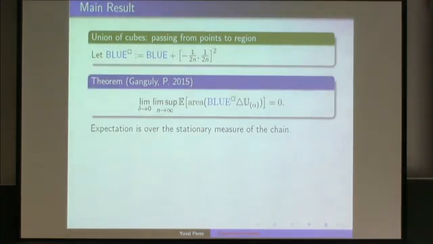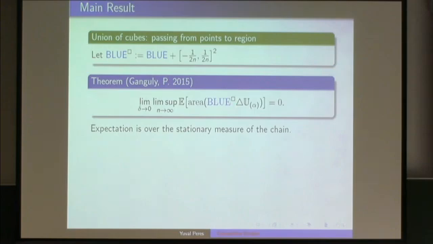So here is the formal statement of the theorem. Given the blue set in the lattice, so we take a fine lattice, this is the blue set in the stationary distribution. So it's a random set in the lattice. Now, we create from it a random set in the continuum by just surrounding every lattice point by a little square. And this is the set blue square.